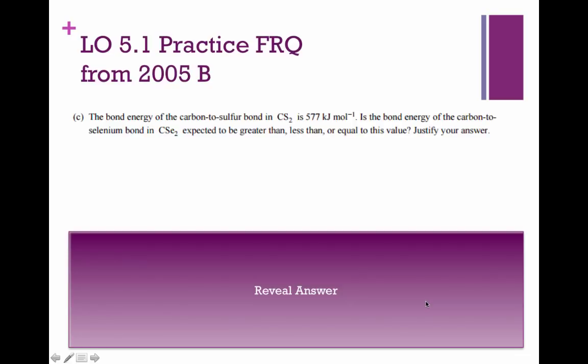So a practice question, this is from 2005, so from a while ago, but it says the bond energy of the carbon to sulfur bond in CS2 is 577 kilojoules per mole. Is the bond energy of carbon to selenium, so again, always look at the periodic table and figure out what's the biggest difference. The biggest difference here is selenium and sulfur. Selenium is in a lower row, but it's in the same group. So is the carbon-selenium bond expected to be greater than, less than, or equal to this value? Justify your answer.